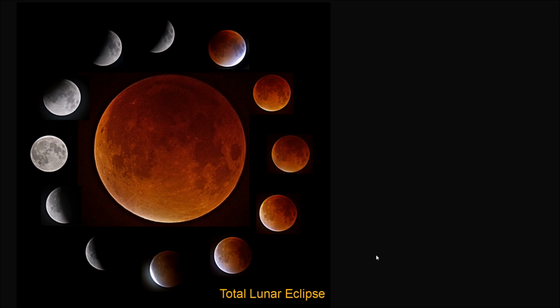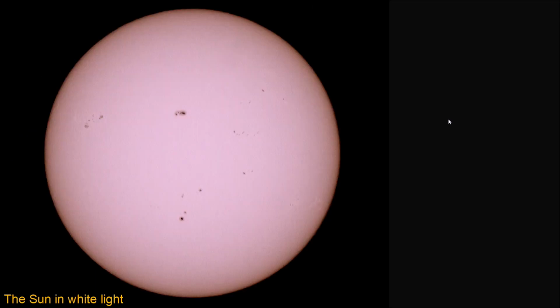And you can see here, this is the full moon. This is just going into the shadow, and then as it goes further into the shadow, you can increase the exposure and get that red coloration, and then it comes out the other side, and you come back to where you started from. And that whole process takes a couple of hours or more. So that's a total lunar eclipse.